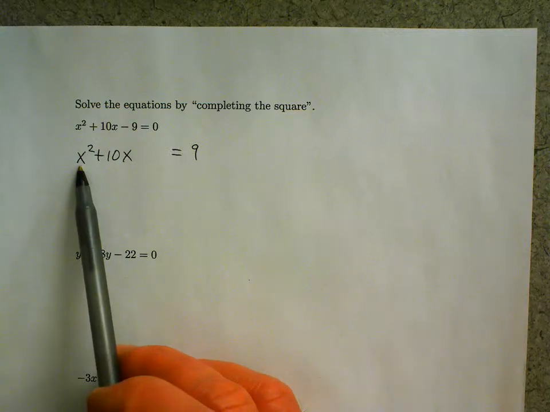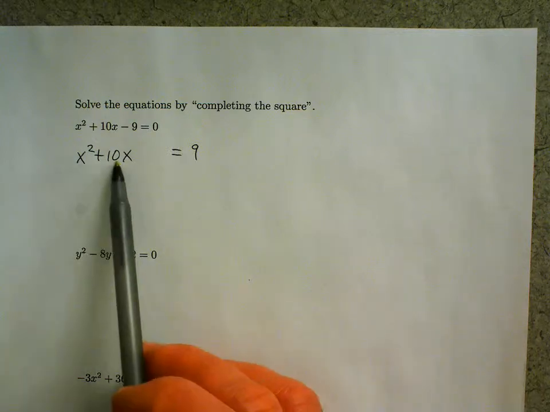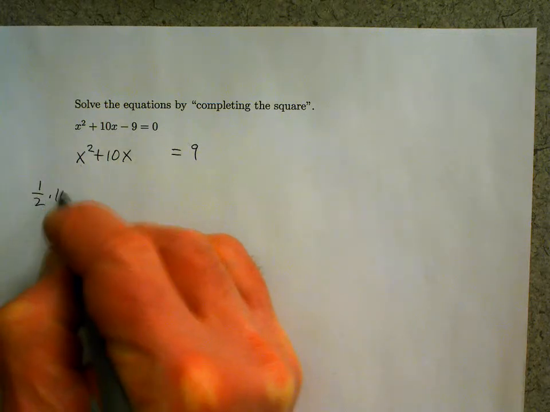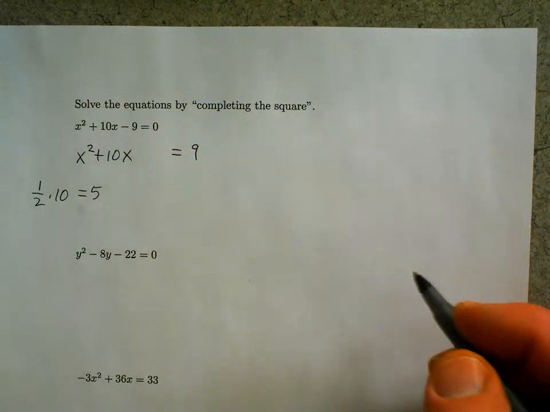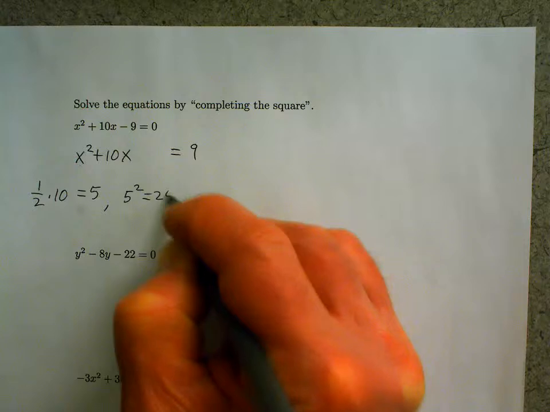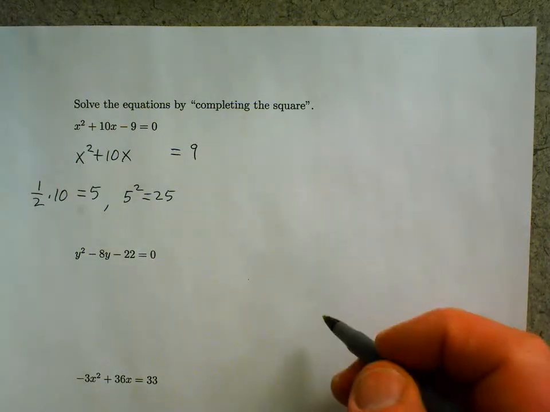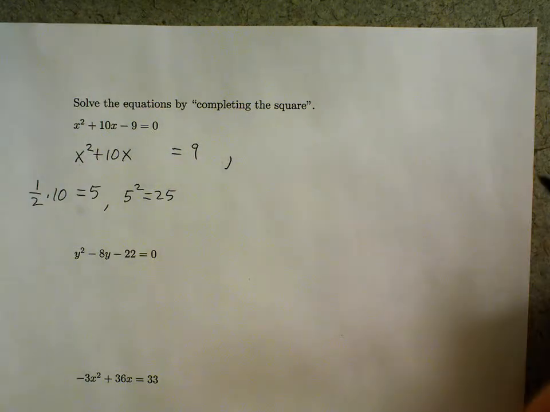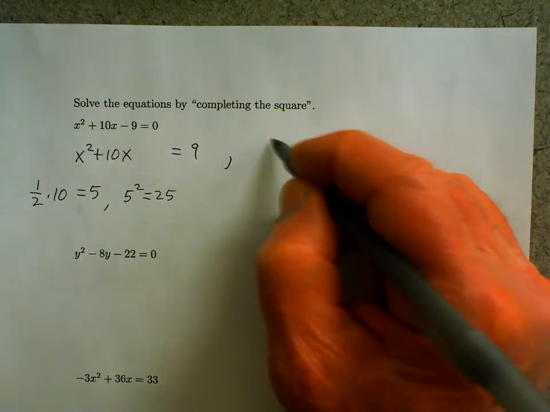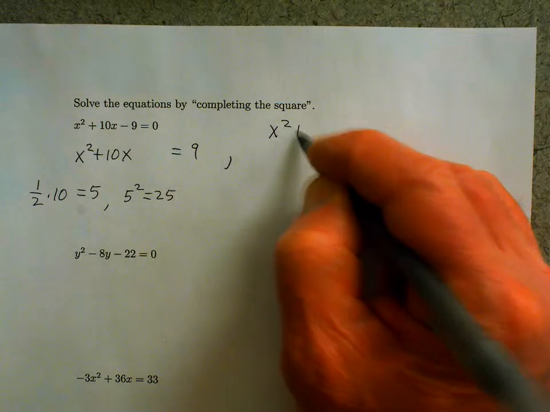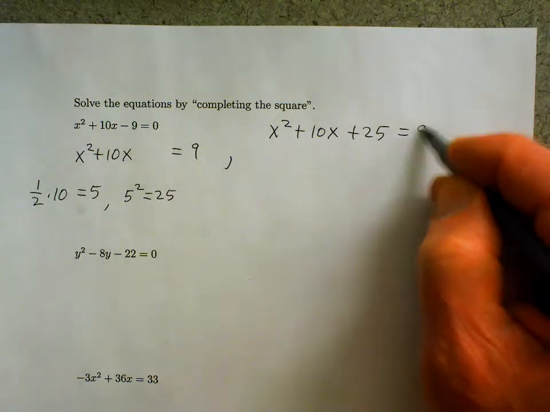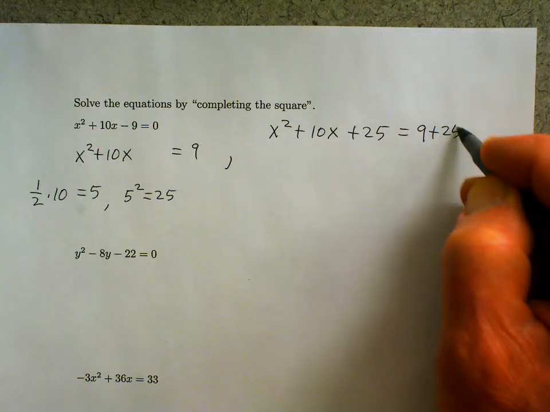Okay, so since the coefficient of x squared is 1, we take 1/2 of the coefficient of x. 1/2 times 10 is 5. And then when we square 5, we get 25. So in the next step, in solving this equation, we're going to add 25 to both sides of the equation. So we get x squared plus 10x plus 25 on the left-hand side, and 9 plus 25 on the right-hand side.